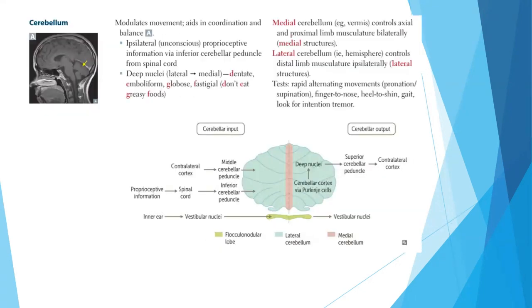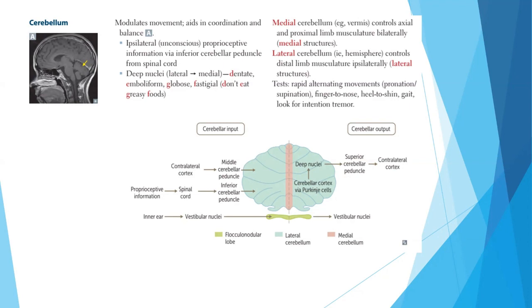Now let's review the first part of the cerebellum. The cerebellum modulates movement and aids in coordination and balance. Ipsilateral unconscious proprioceptive information is received from the spinal cord via the inferior cerebellar peduncle. The deep nuclei, from lateral to medial, are remembered by "don't eat greasy foods": dentate, emboliform, globose, and fastigial nuclei.